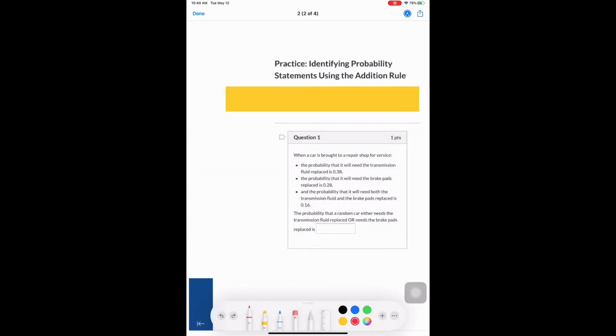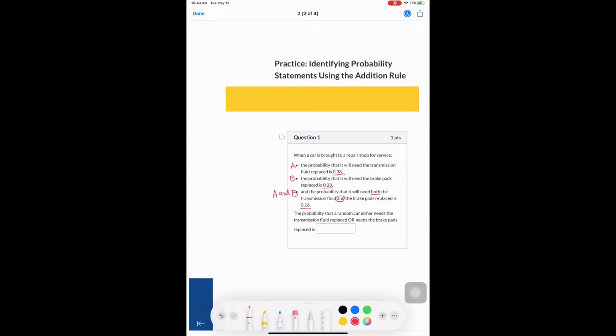The scenario is, when a car is brought to a repair shop for service, the probability that it will need the transmission fluid replaced is 0.38. I'm going to refer to this as event A. The probability that it will need the brake pads replaced is 0.28. I'm going to call this event B. The third information we're given is that the probability that it will need both the transmission fluid replaced and the brake pads replaced is 0.16. So this is the probability of events A and B.